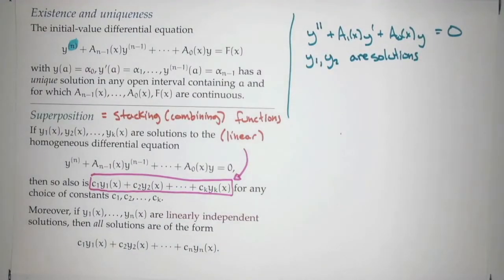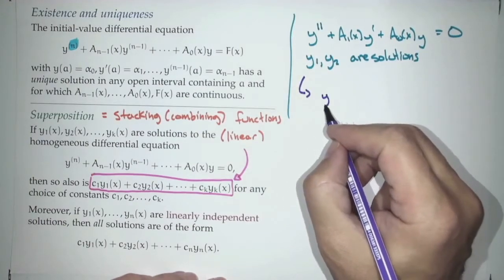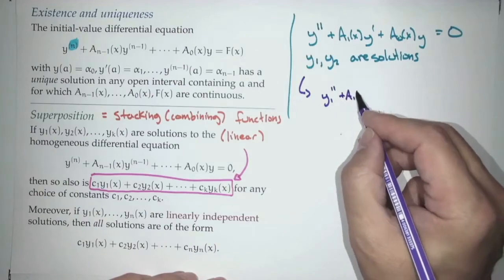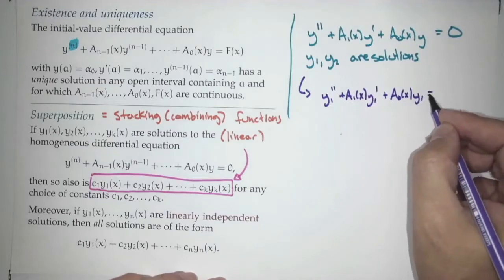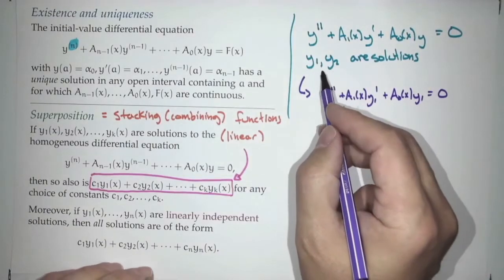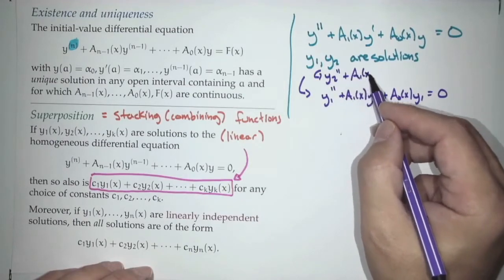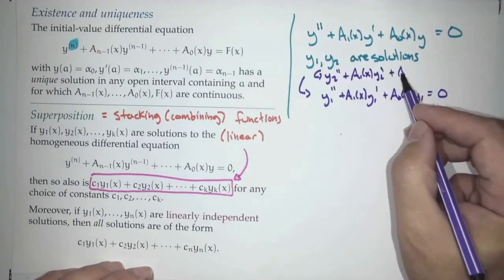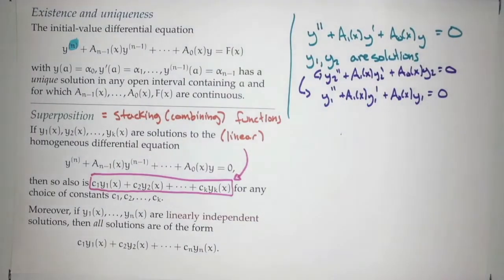That equation works. So in particular, when I'm saying that y1 is a solution, I can phrase it as saying that y1 double prime plus a1 of x y1 prime plus a0 of x times y1 is equal to 0. And since y2 is a solution, I can say y2 double prime plus a1 of x times y2 prime plus a0 of x times y2 equals 0. In other words, we can take these functions, plug them in, and we get solutions out.